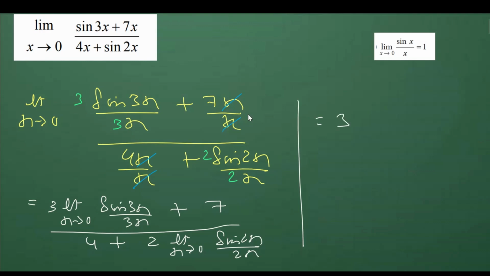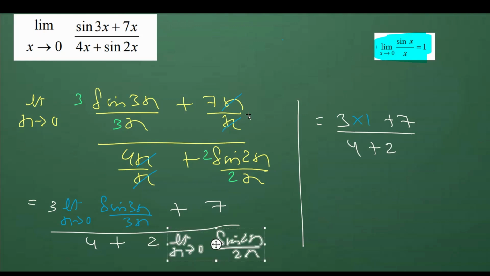From here it is 3. Now applying the formula of standard limits, we'll get 1 over here, right? So this gives you 1 plus 7. And similarly, we have 4 plus 2 multiplied by... this is 2 multiplied. Then applying the standard limit once again over here, we are going to get 1. So this is 2 into 1.